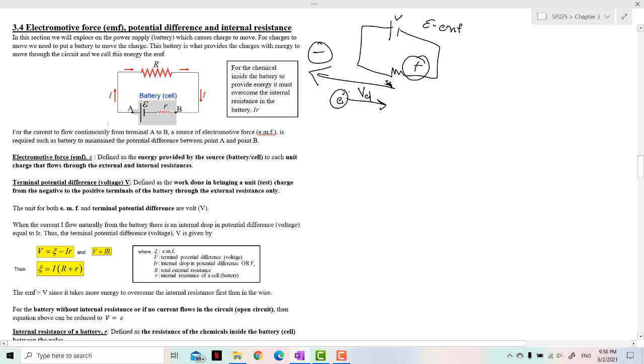Okay, but why does this electron gerak? For something to move, it must require energy. Who provides this energy, or what provides this energy? Actually, the one that provides this energy is actually the battery itself. Okay, but we term the energy provided by the battery, kita panggilkan dia sebagai electromotive force. So electromotive force ni lah is defined as the energy provided by the battery or the cell to each unit charge that flows through the external and internal resistance.